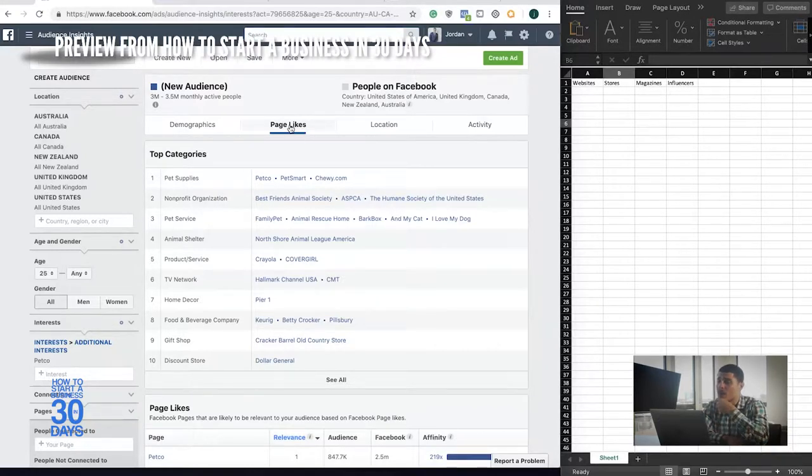So we go to Petco, and my rule of thumb is, and write this down, this is secret sauce. My rule of thumb is your top five categories and the top 10 different target segments, like Petco, PetSmart, Chewy, etc. Those, we want at least the top 10 to all be related to dogs or all be related to pets, right? And that's the thing about Petco. They have all different types of pet information and things like that. So let's look at pet supplies. They got Petco, PetSmart, Chewy.com, Best Friends Animal Society, ASPCA, the Humane Society of the United States.